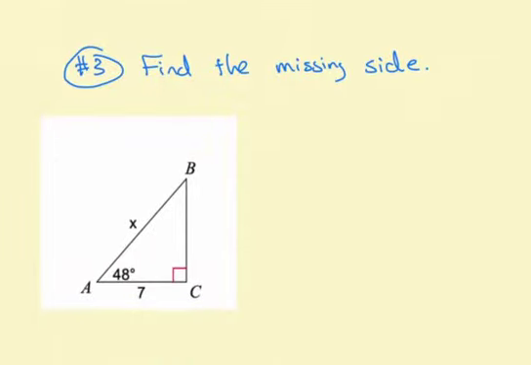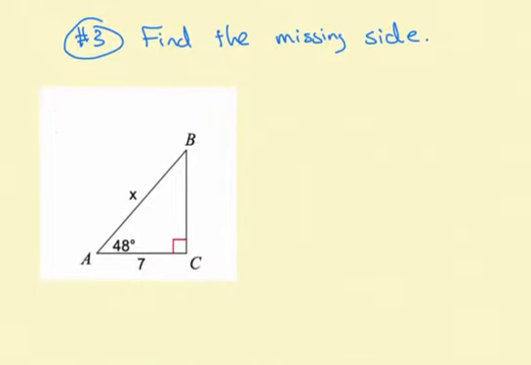Now my next question, this time I have a missing side. So I need to consider what I have and what function I'm going to use. So I've got angle A as 48 degrees. I have the adjacent side, and I have the hypotenuse. So adjacent and hypotenuse, I can use cosine. So the cosine of 48, it's my adjacent side divided by the hypotenuse.